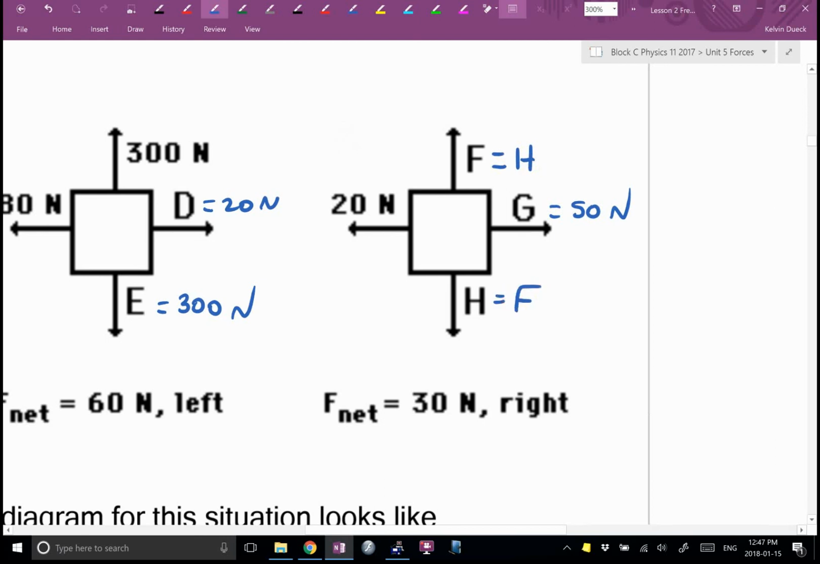You don't need numbers. Here's what I do know. They have to cancel. What that would mean is if you told me how big H was, I would know how big F was. If you told me how big F was, I would know how big H was.